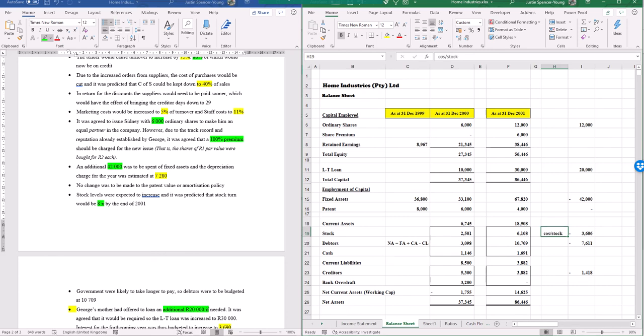All right, so in this case, 8 equals cost of sales over stock, and we're solving for stock. I'm going to leave it to you guys to do the algebra. That will get you to 6,108.